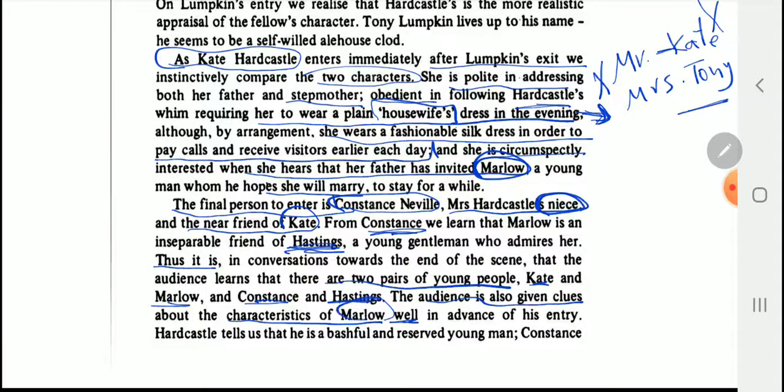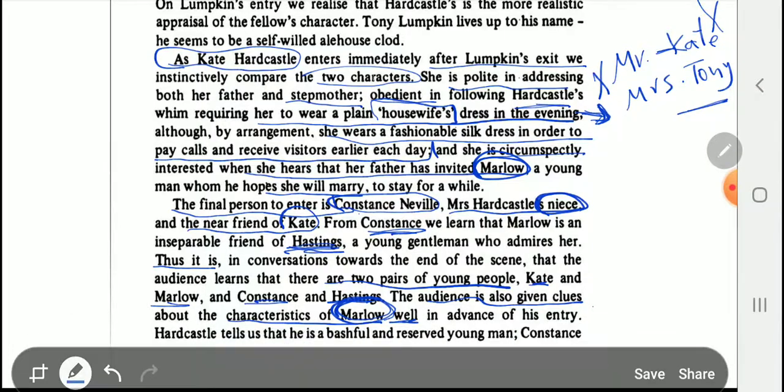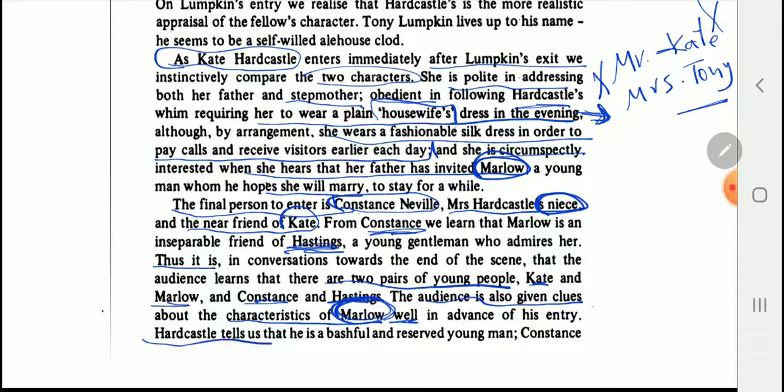So before Marlow enters the stage, Constance Neville talks about him. She says he's a very respectful person, very obedient. So in advance of everything, the audience starts to form ideas about who that character is. Hardcastle tells us that he is a very bashful and reserved young man as well.